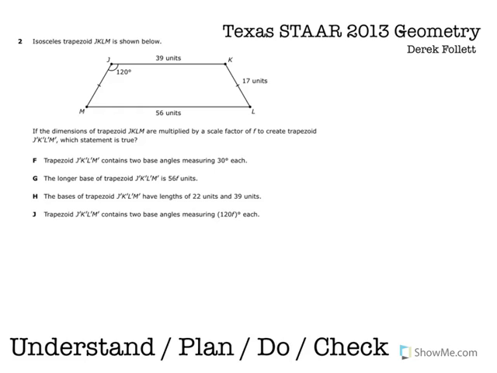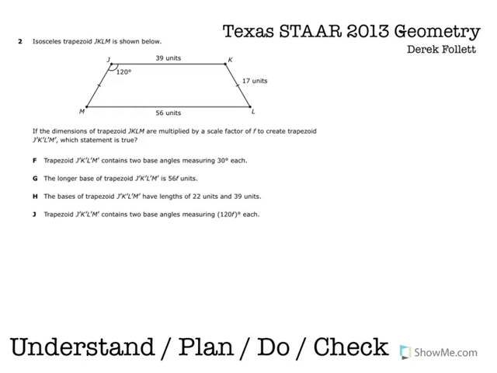Trapezoid J' K' L' M' contains two base angles measuring 30 degrees each. The longer base of trapezoid J' K' L' M' is 56F units. The bases of trapezoid J' K' L' M' have two lengths of 22 units and 39 units. Trapezoid J' K' L' M' contains two base angles measuring 120F degrees each.